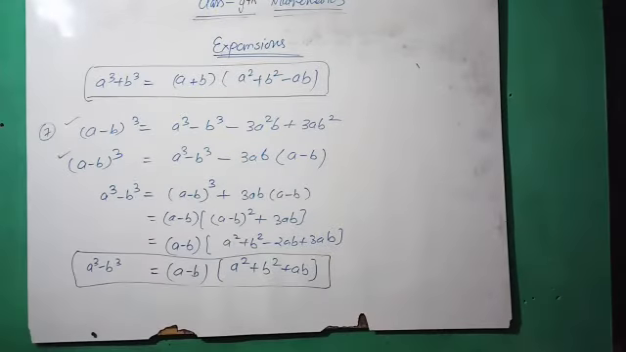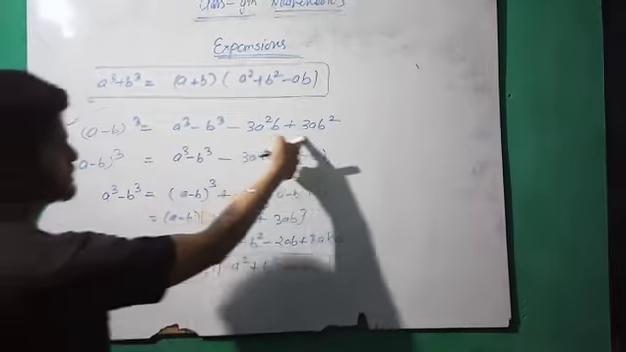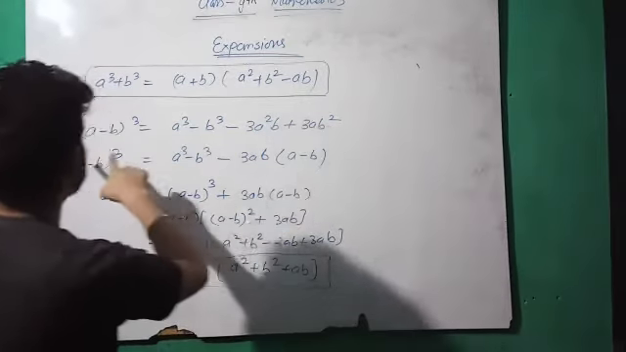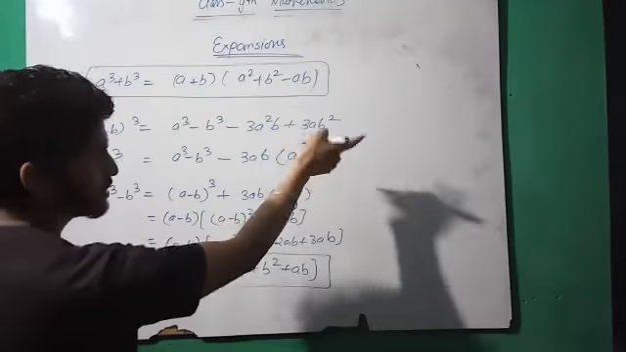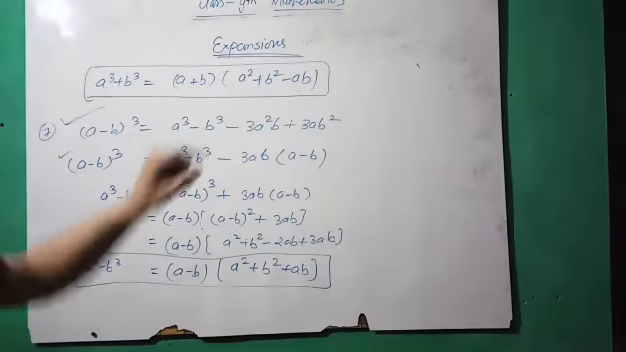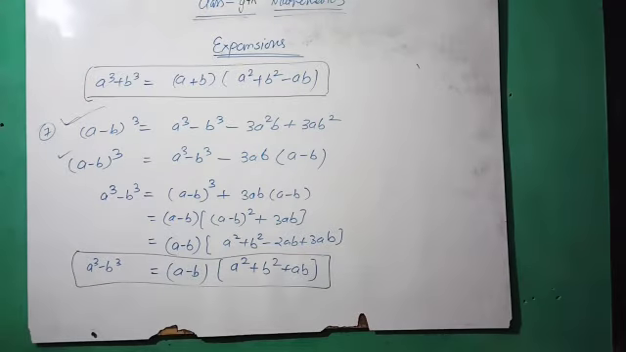Okay, and the important formula is first: a minus b whole cube is a cube minus b cube minus 3a square b plus 3b square a, and a plus b whole cube is a cube plus b cube plus 3a square b plus 3b square a. That is very simple, because all are plus. So you have to remember this one and this one. Very important formula.